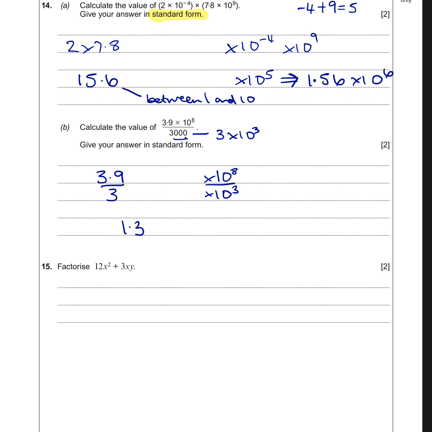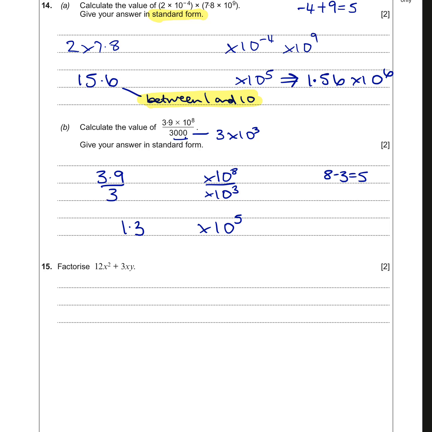And for these powers, if you're going to combine these powers and it's a division, you're actually going to need to think about a takeaway. So this time 1.3 times 10 to the power of 5. This is in standard form because we've already got here 1.3 being that number between 1 and 10.